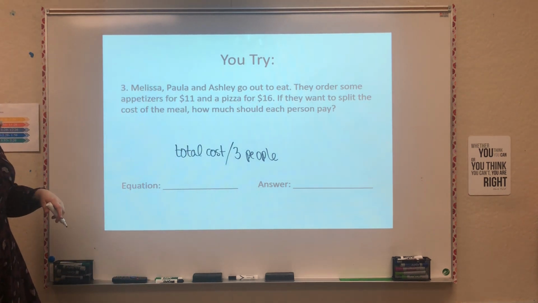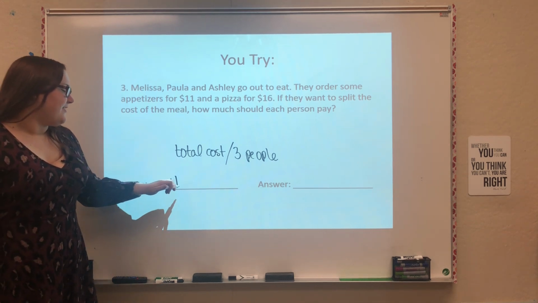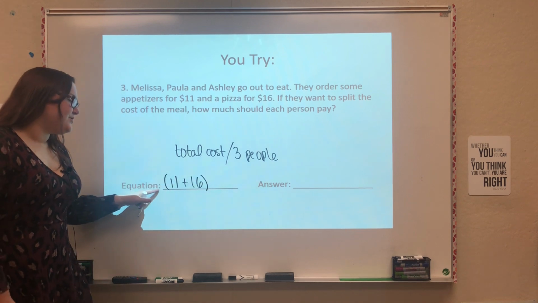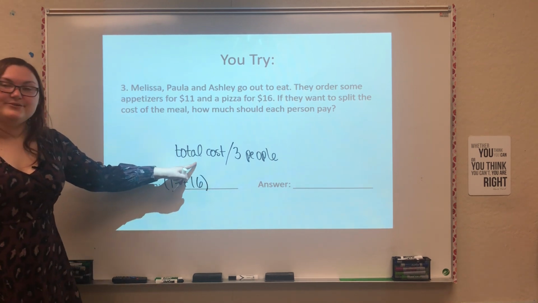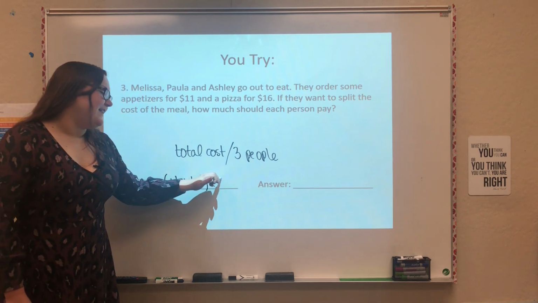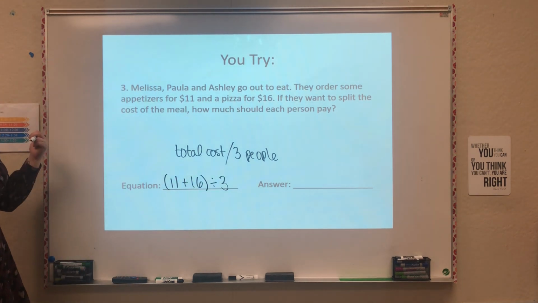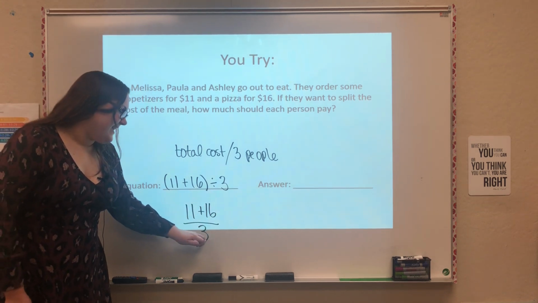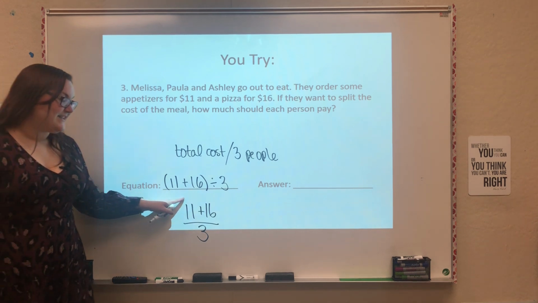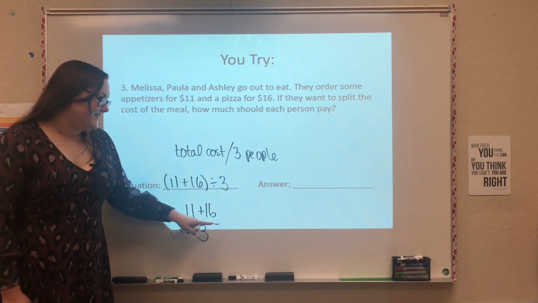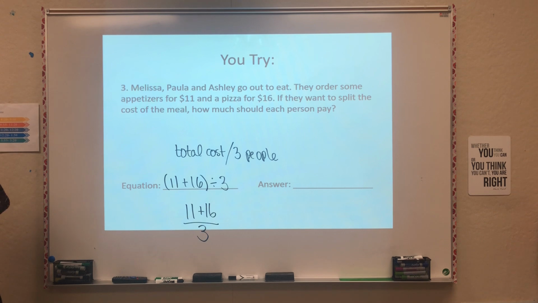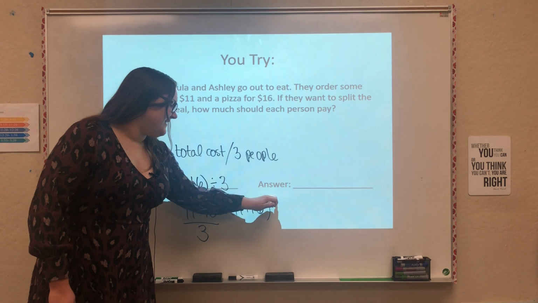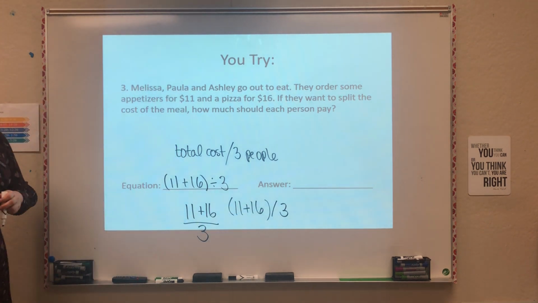So one possible equation could be saying I'm adding my $11 for the appetizer and $16 for pizza. I'm putting parentheses around that to show this represents altogether the total cost. And then we're going to divide it by 3 people. You could write it like that. You could write it like 11 plus 16 divided by 3, showing something similar. This top part represents our total cost that we're dividing by 3 people. You could write it as 11 plus 16 and then use that division line, divided by 3.